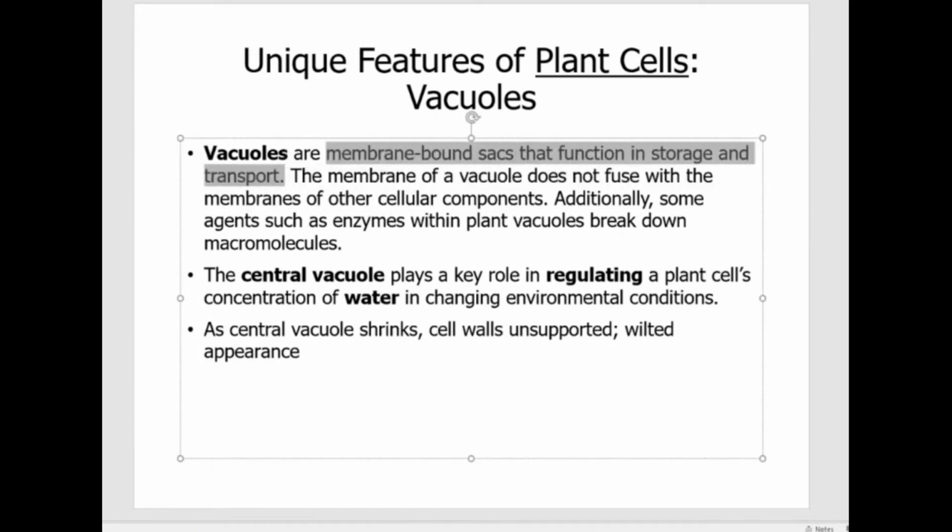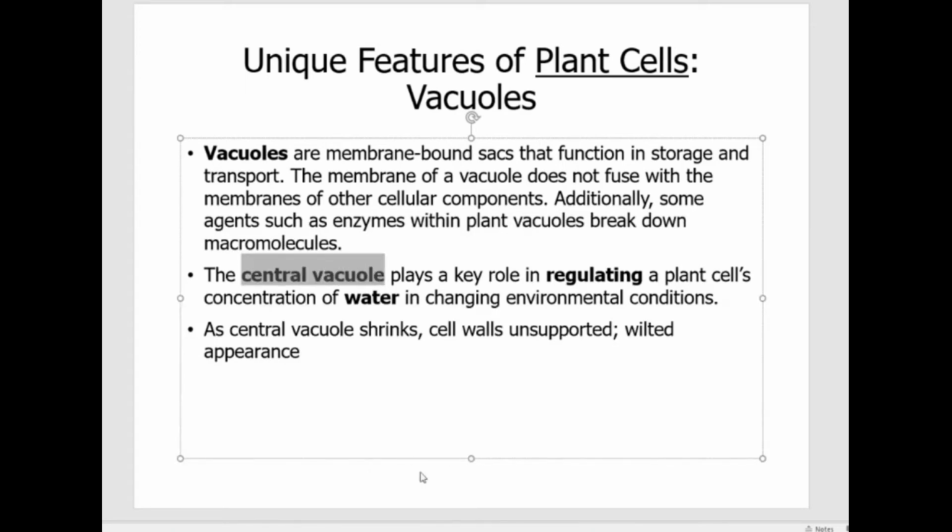This is actually very similar to vesicles, so you can think of them as a counterpart of vesicles in plant cells. But vacuoles can't really fuse with membranes of other structures. Okay? And additionally, some of the vacuoles may have digestive enzymes to break down macromolecules. Usually in plant cells, there's one really big vacuole, and that's called the central vacuole.